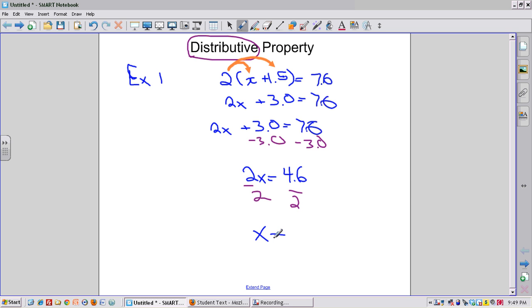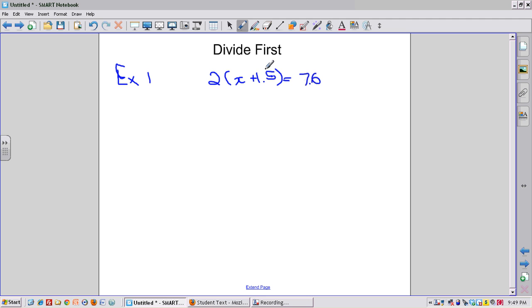Okay, so there's another way to handle this. 2.3. Another way to handle this. I'll move over to the next page. Same problem, and we're going to try and divide first. And some people, as I said, might prefer this better. So what we're going to divide by is the 2, and we're going to divide both sides by the 2.